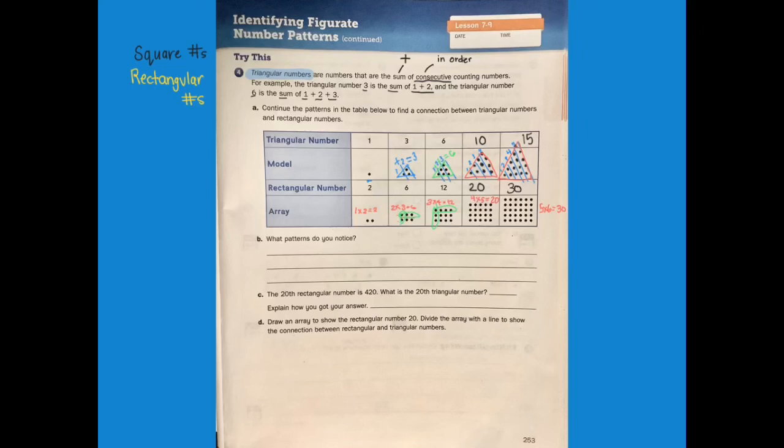Very interesting. 1 is half of 2. 3 is half of 6. 6 is half of 12. 10 is half of 20. 15 is half of 30, right? Oh, good. I'm glad you guys noticed that too. That's something that you should write down for answer B.